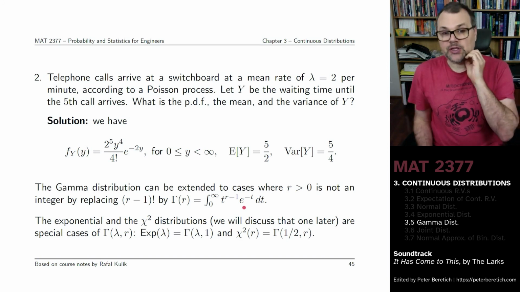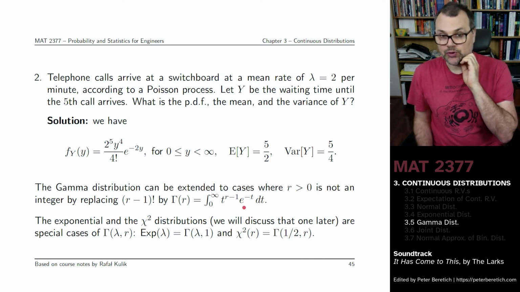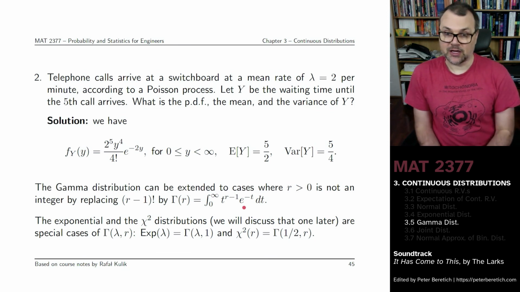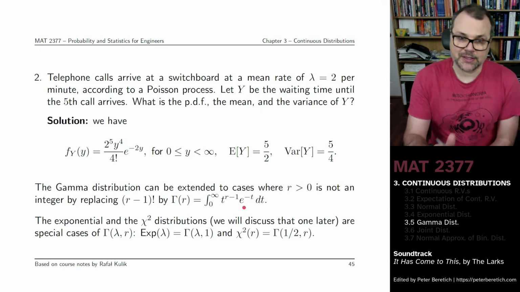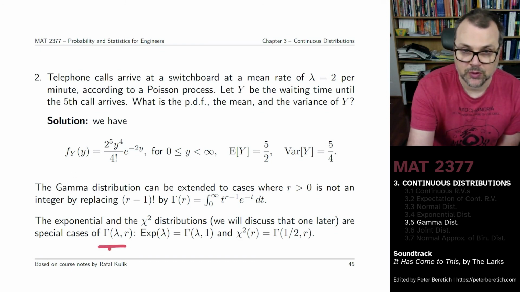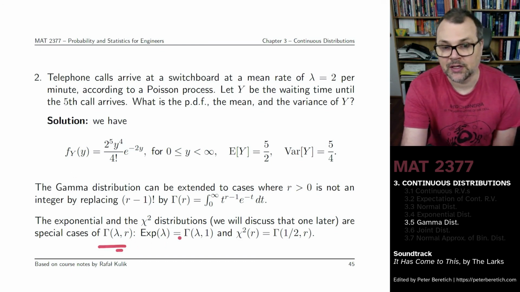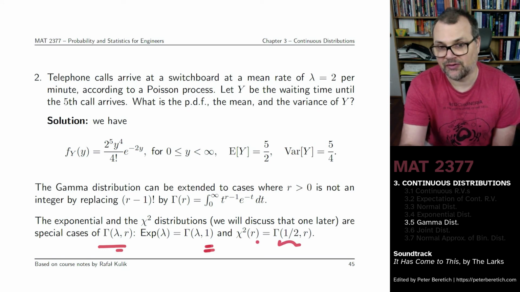And this basically plays the role of the factorial for non-negative integers. The exponential distribution and the chi-squared distribution, which we'll talk about later when we talk about the F distribution, are special cases of the gamma distribution. So the exponential distribution is a gamma distribution with parameter lambda when r is equal to 1, and the chi-squared distribution on r is basically a gamma distribution with lambda fixed at 1.